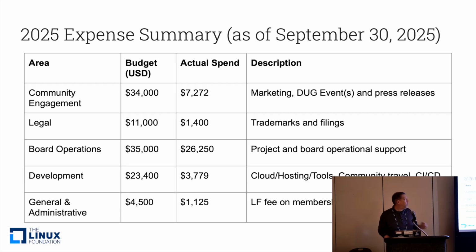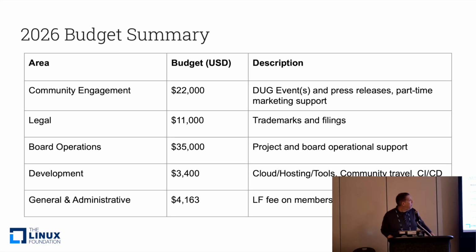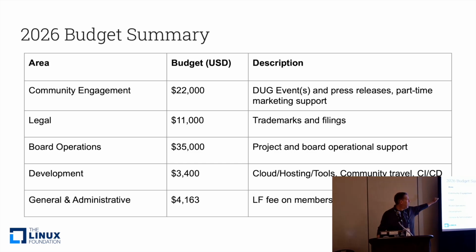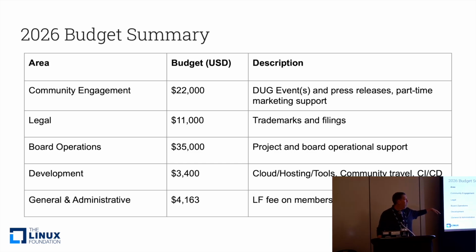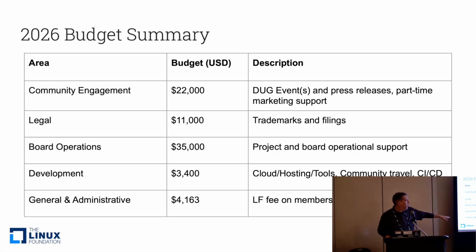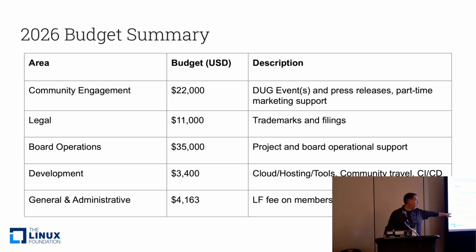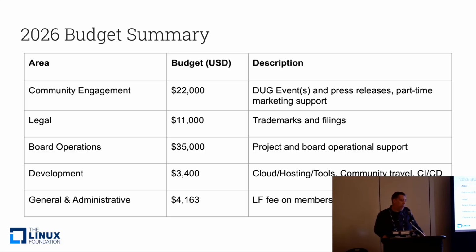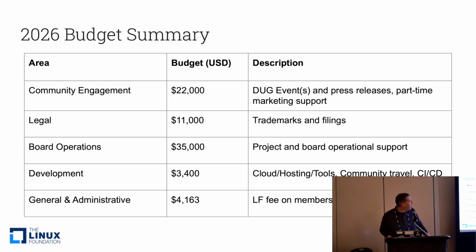So looking at our 2026 budget, again, trying to do some in-person DUG events. This is the general support, and then again, trying to maybe work a little bit on CI, maybe just get some cloud hosting to store the results. And then supporting travel for people who might need to attend the meeting but can't.